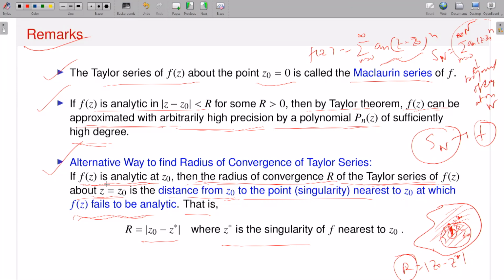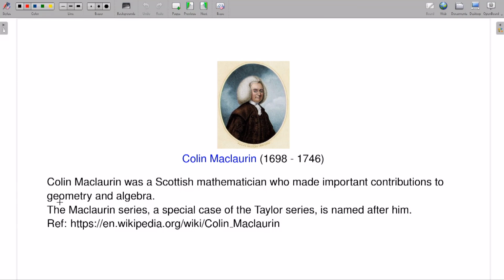These are a couple of observations. Maybe you will see later on that I will use this kind of observation, instead of calculating via lim sup and the ratio of coefficients. That is another way to guess what will be the radius of convergence of your power series around the point z equal to z0, if your function is analytic at z0. This is the famous mathematician Maclaurin, a Scottish mathematician who invented this object.